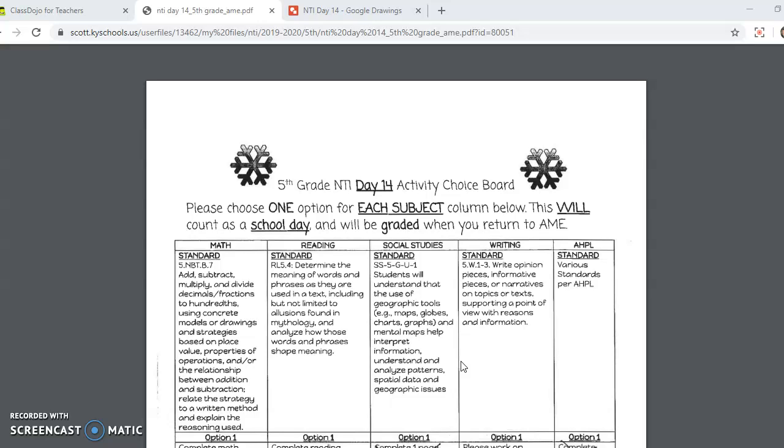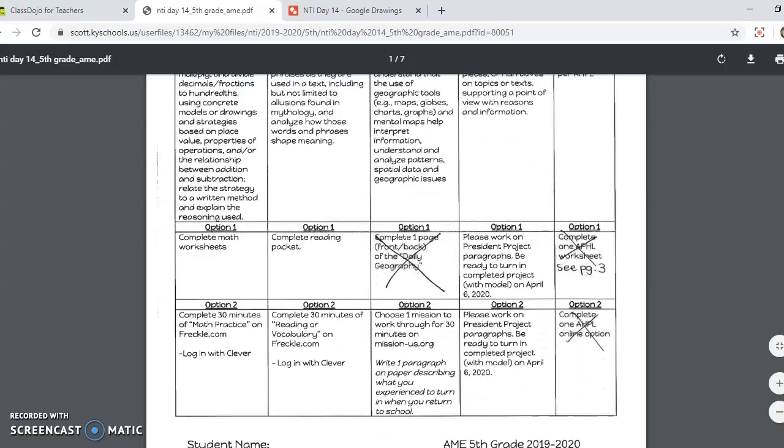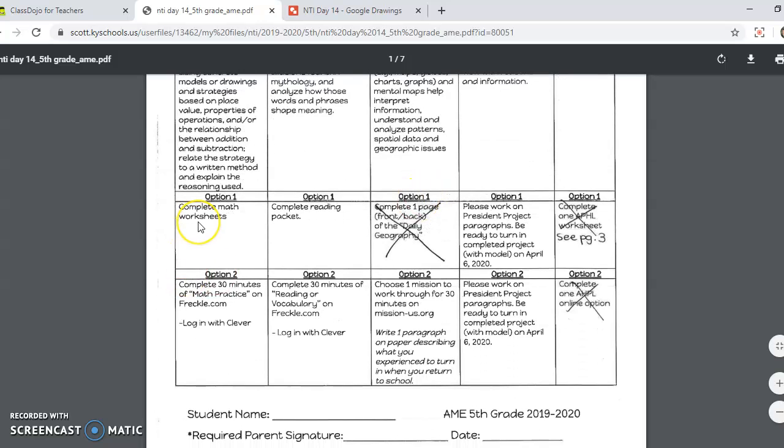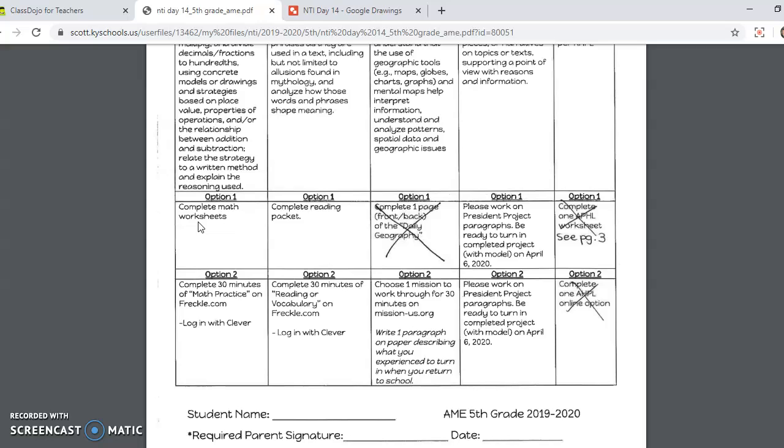I'm going to go through the packet with you and then do a couple examples for your math. Let's scroll on down here. So for math today, you have the option of completing your math worksheets or getting onto Freckle. You're more than welcome to log in with Clever. If you know your login, go ahead and do that.